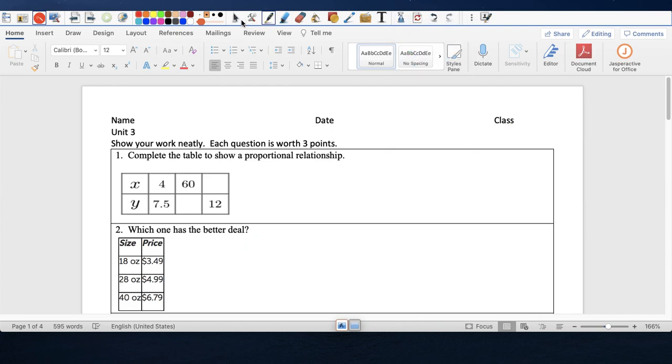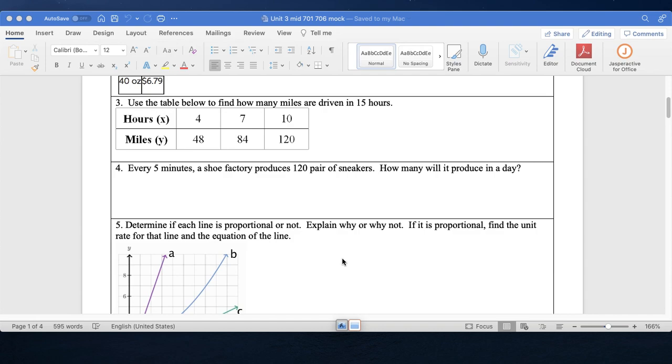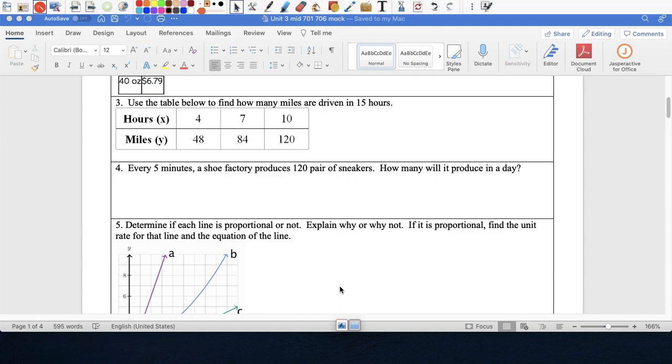Okay. All right, so again, use the table below to find how many miles are driven in 15 hours. Well, let's extend my table. This is almost like the first problem we just did. So we have 15 hours. Again, let me write it this way. Time will always be your independent value, so it will always be on the x-axis.